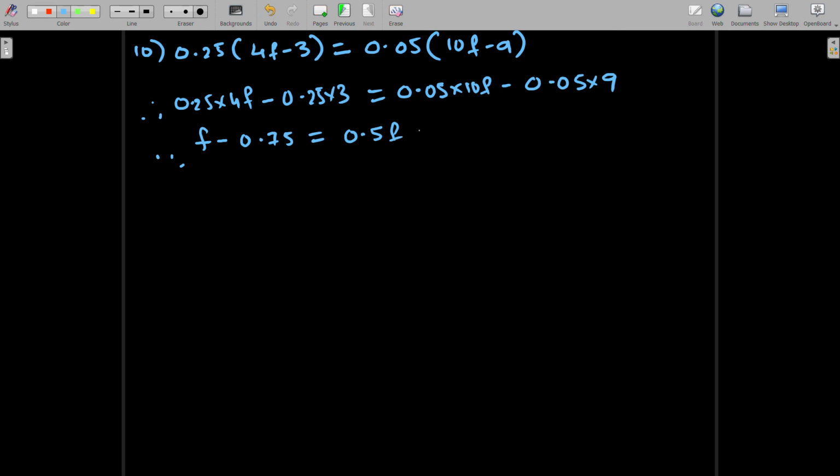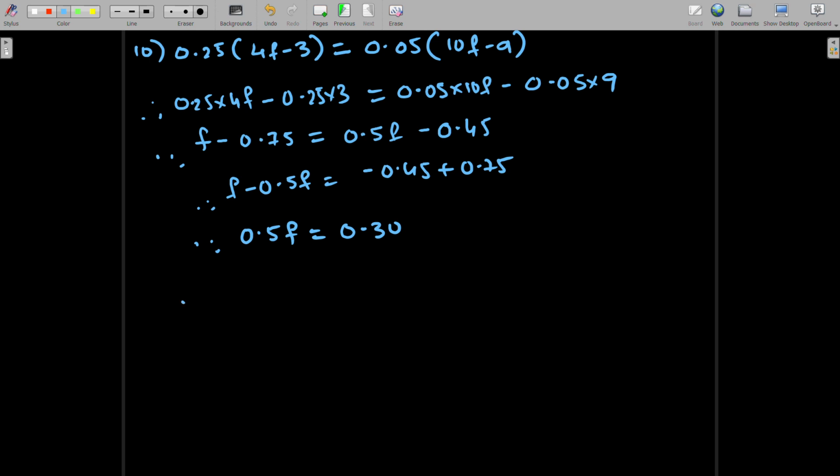0.5f minus 9 5s are 45. So this is 0.45. Now again arrange the terms. It is just simple. f minus 0.5f is equal to minus 0.45 plus 0.75, because minus we are taking on this side. So this f means what? This is 1f. So 1f minus 0.5f is how much? 0.5f is equal to. Now 75 minus 45, how much? 30. So that is 0.30.